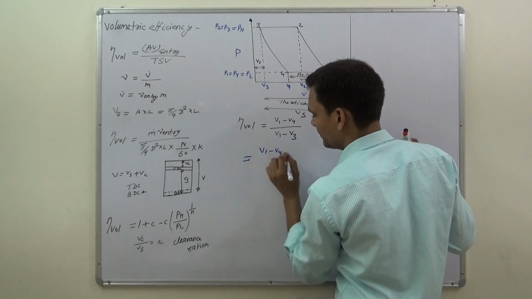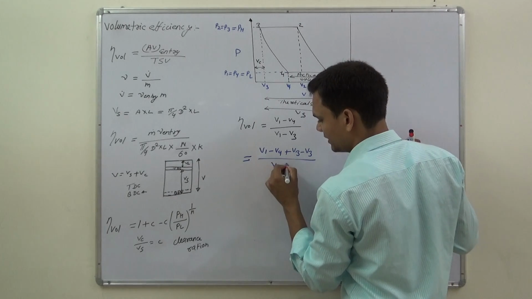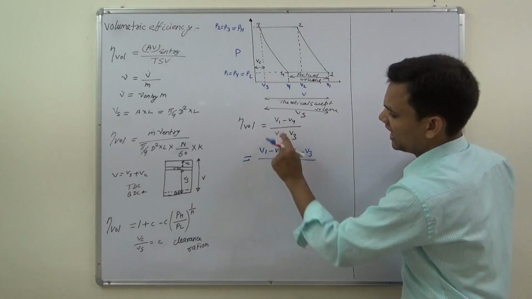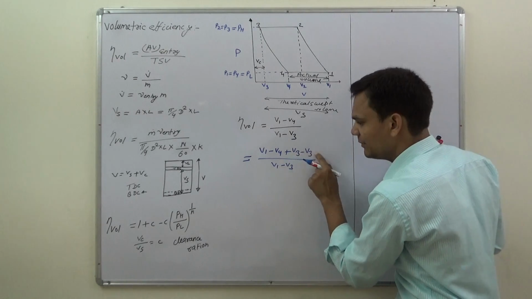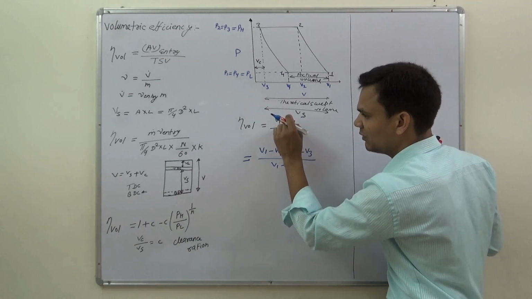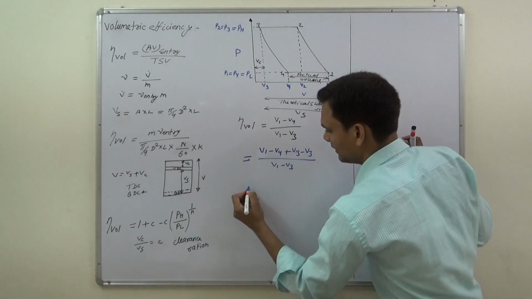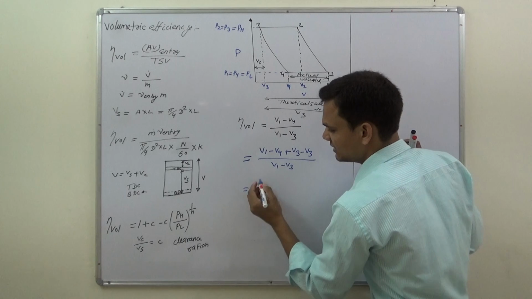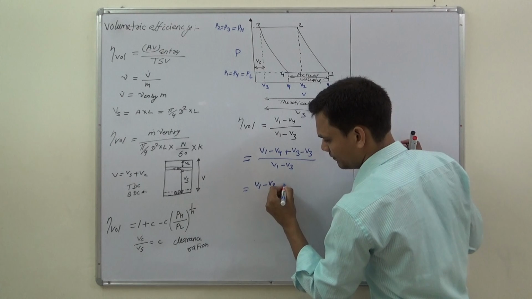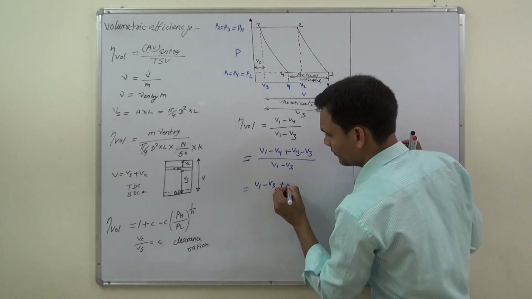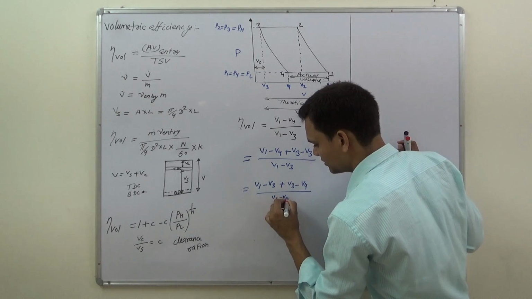V1 minus V4 plus V3 minus V3, over V1 minus V3. I add and subtract V3. This gets cancelled and the remaining formula remains the same. But we want to modify this formula, so I write it like here. We can also write this formula as V1 minus V3 plus V3 minus V4, over V1 minus V3.